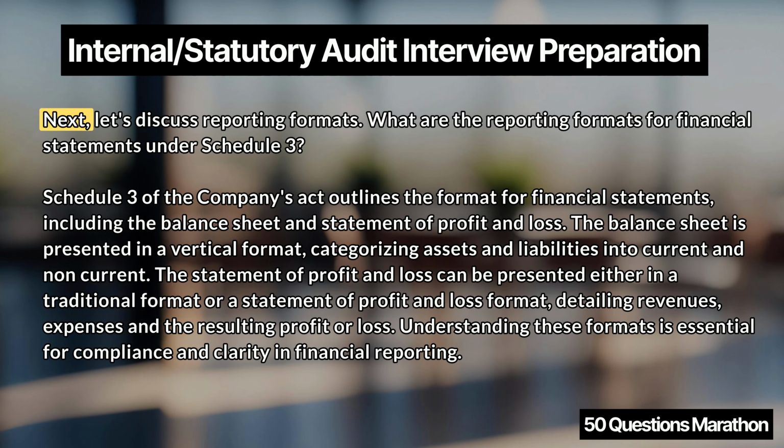Next, let's discuss reporting formats. What are the reporting formats for financial statements under Schedule 3? Schedule 3 of the Companies Act outlines the format for financial statements, including the balance sheet and statement of profit and loss. The balance sheet is presented in a vertical format, categorizing assets and liabilities into current and non-current. The statement of profit and loss can be presented either in a traditional format or a statement of profit and loss format, detailing revenues, expenses, and the resulting profit or loss. Understanding these formats is essential for compliance and clarity in financial reporting.